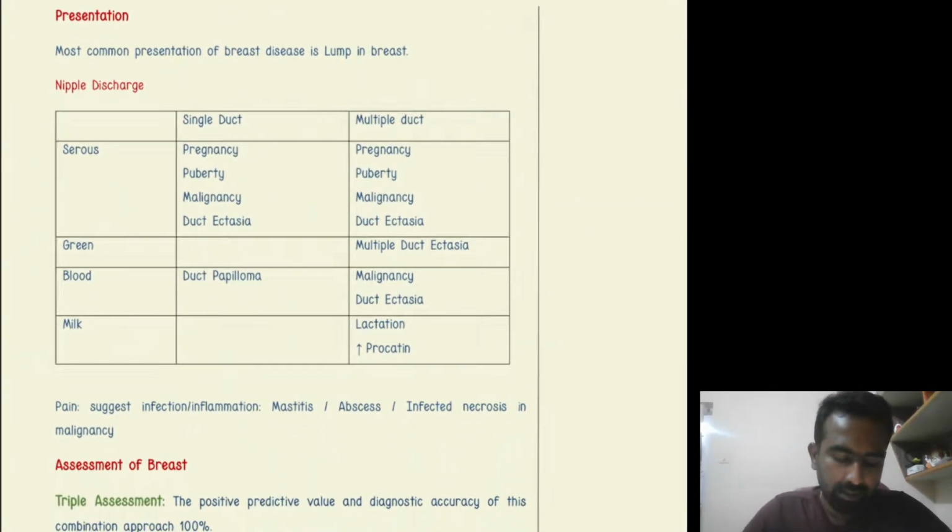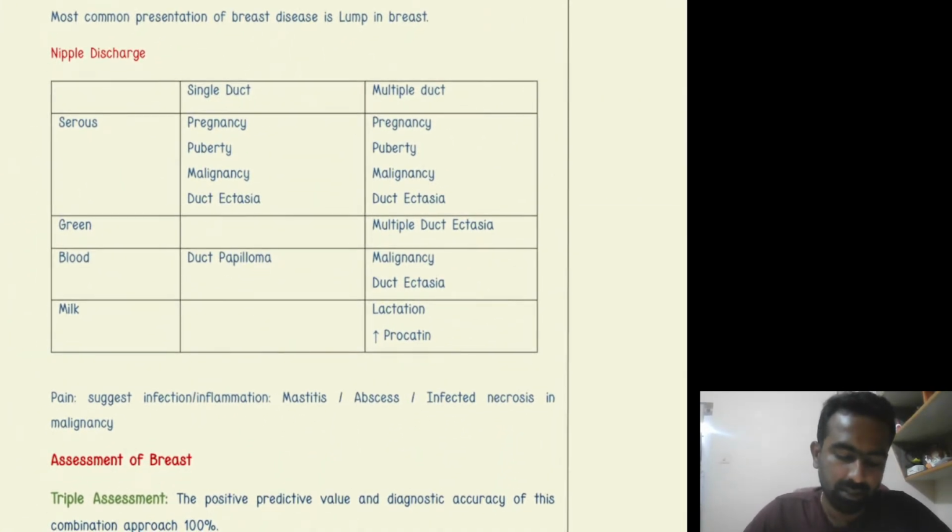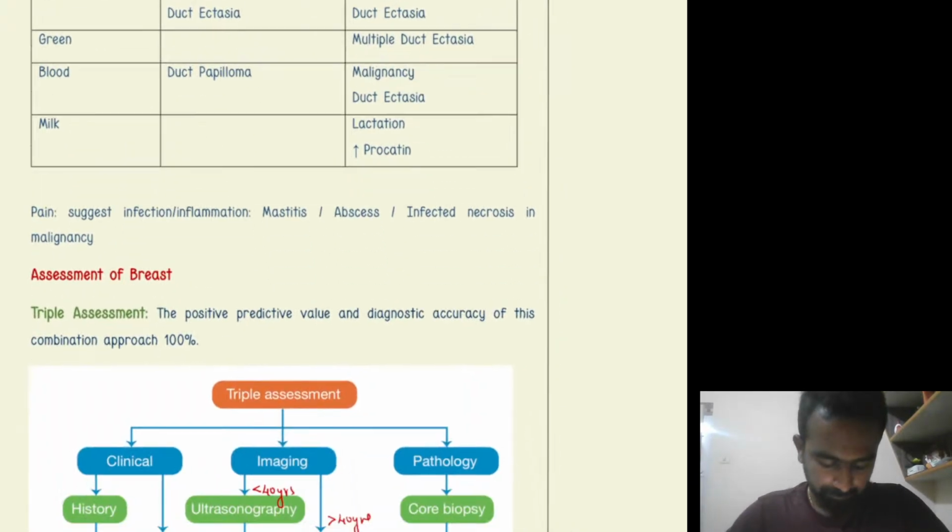Okay, and the presentation, various nipple discharges. In case of serous, it can be pregnancy, puberty, malignancy, or duct ectasia. In case of blood, if blood is coming from a single duct of the nipple areolar complex, it can be duct papilloma. If it is multiple ducts, it can be malignancy.